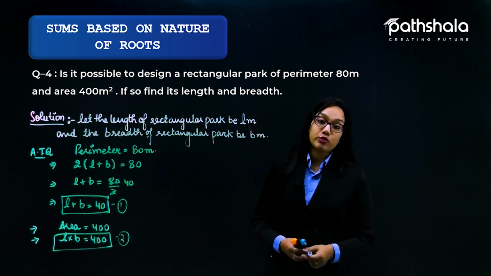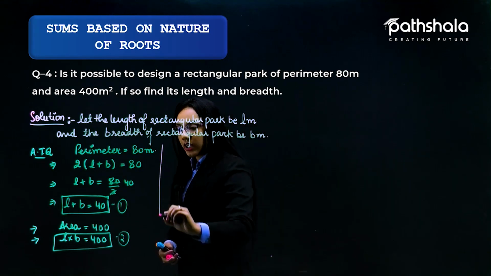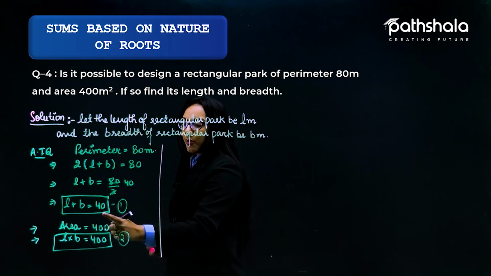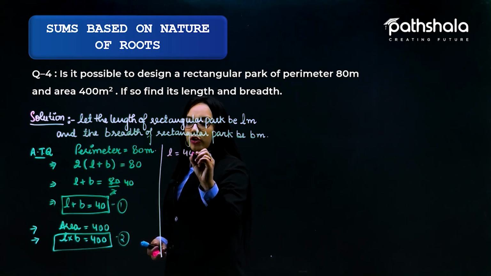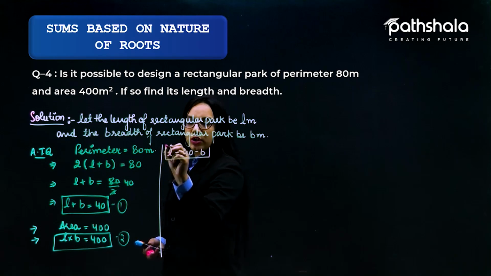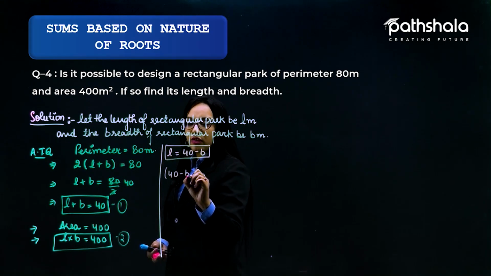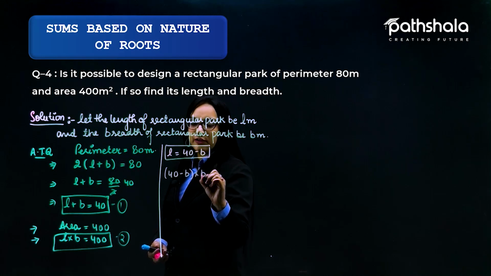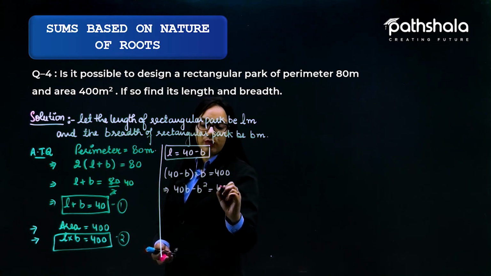But before that, we have to check whether the condition is possible or not. So let us substitute the value of L from the first equation into the second equation. Let us take L as 40 minus B and substitute this into equation number 2. So this would be (40 minus B) into B, which is equal to 400. Further, this would be 40B minus B square is equal to 400.